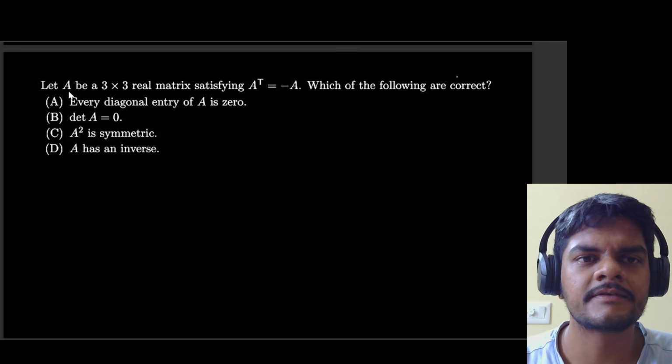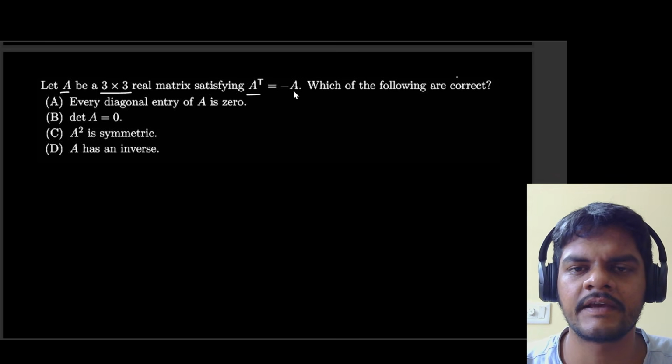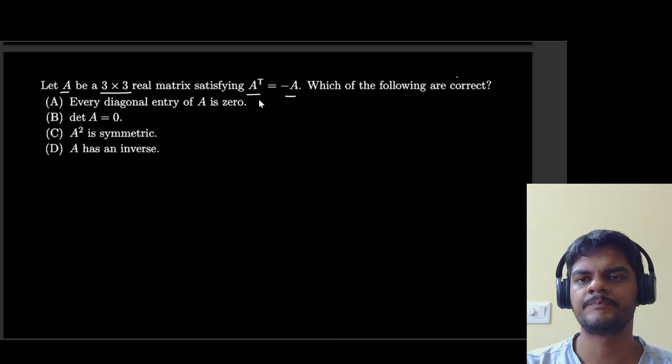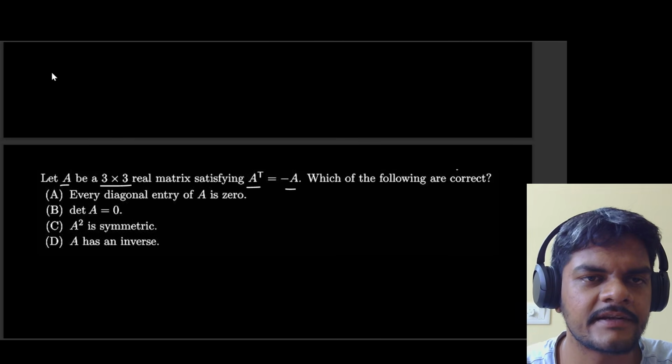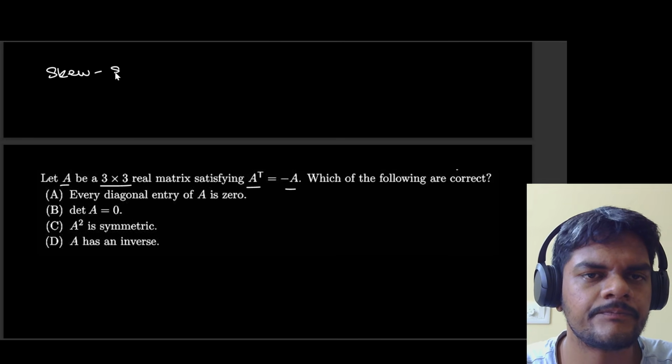Yeah. So let A be a 3 cross 3 real matrix satisfying A transpose equal to minus A. You know what these kind of matrices are called? These are called skew-symmetric matrices. Skew-symmetric. All right.